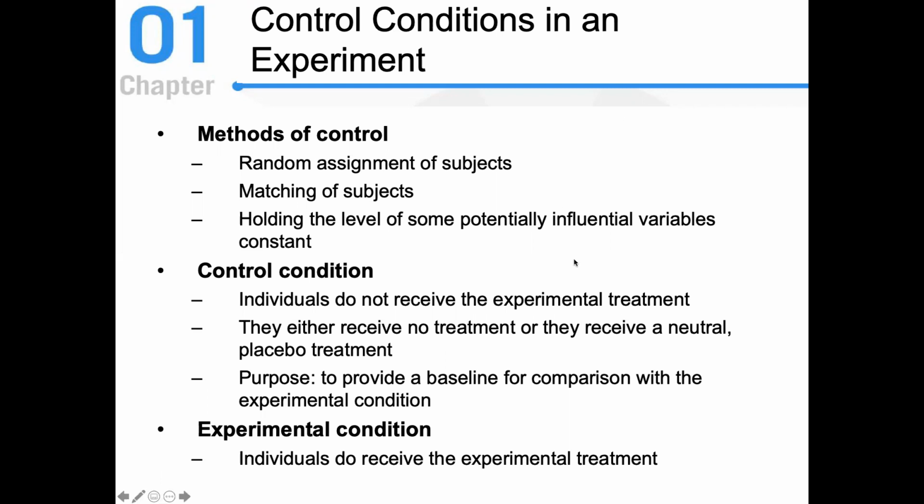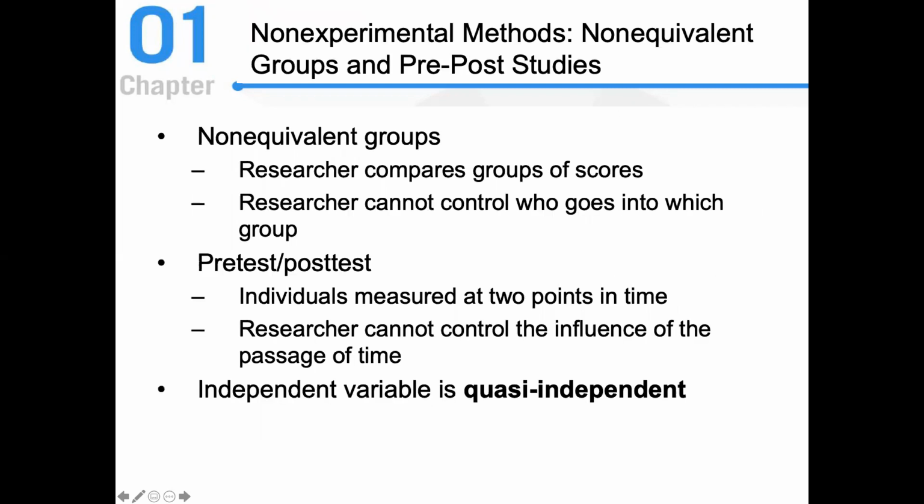So methods of control: random assignment of subjects, matching of subjects, holding the level of some potentially influential variables constant. The control condition: individuals do not receive the experimental treatment. They either receive no treatment or they receive a neutral placebo treatment. Purpose: to provide a baseline for comparison with the experimental condition. The experimental condition: individuals do receive the experimental treatment.